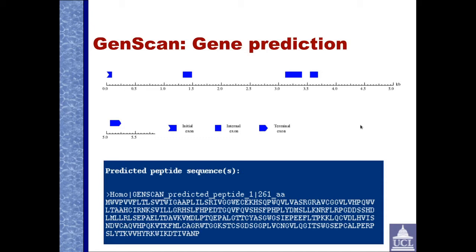And the prediction looks like this. So here we have an initial exon, we have internal exons, and we have a terminal exon here. And this really emphasizes how the majority of a gene is actually introns. The exons are quite small regions. So, the classic view is that we have a series of exons interrupted by short introns. In fact, it's the other way around. It's the introns that are much bigger in general than the exons. And Genscan can give us a predicted peptide sequence as well.